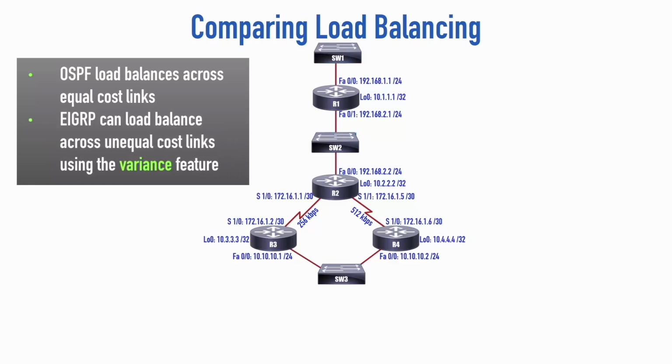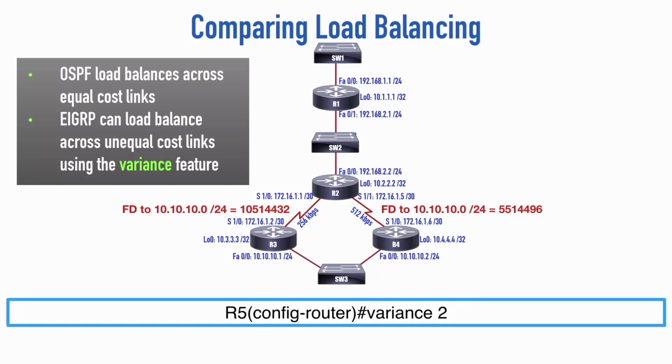EIGRP has a feature called the variance feature, and the variance feature is a multiplier. Let me show you what I mean. Let's say that the feasible distance from the perspective of R2 to get to this network off of SW3 is about 10.5 million. And if we go via R4, the cost is about 5.5 million. Well, what we can do in EIGRP router configuration mode is give the command variance followed by this multiplier. And let's say it's variance 2. If we multiply our best feasible distance, which is just over 5.5 million, by 2, the variance multiplier, we get about 11 million.